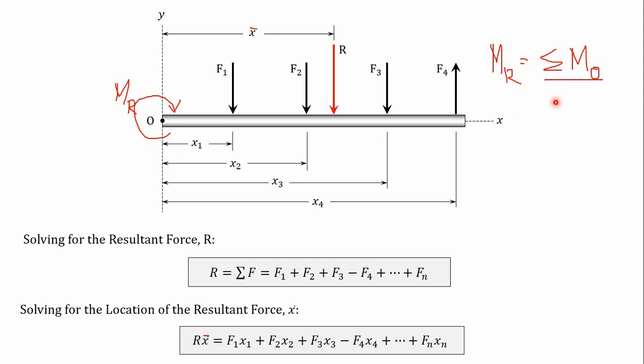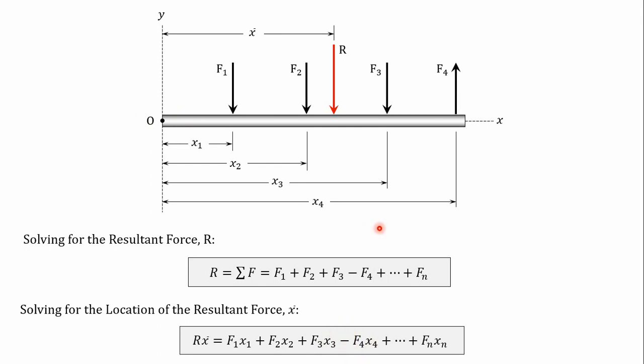Then minus, since F4 is going upward, it produces a counterclockwise moment. And our MR is going clockwise. So let's assume, class, that clockwise is positive so that it will not be negative. That is why this is minus, so minus F4 times X4, because F4 will produce a counterclockwise moment. That is why it is minus.